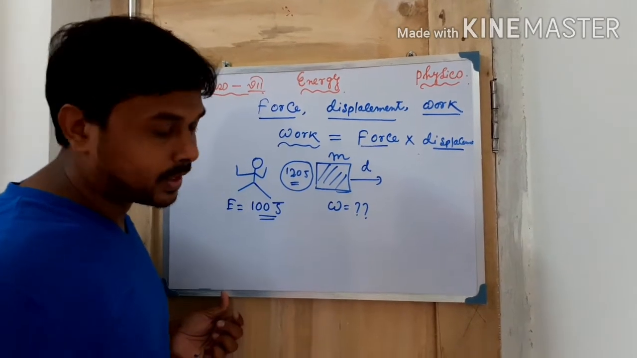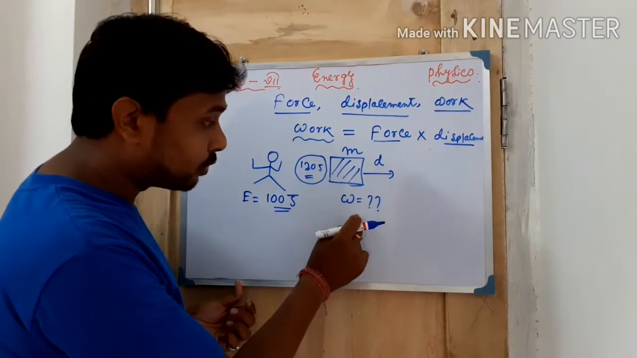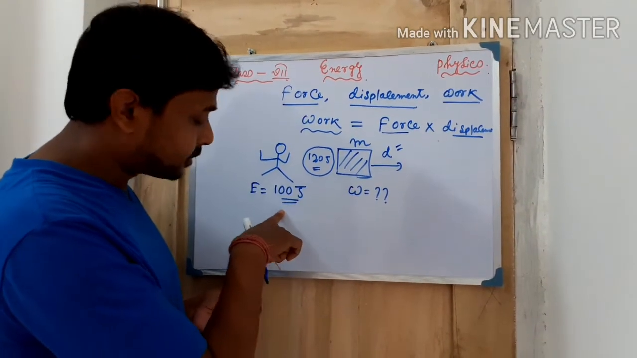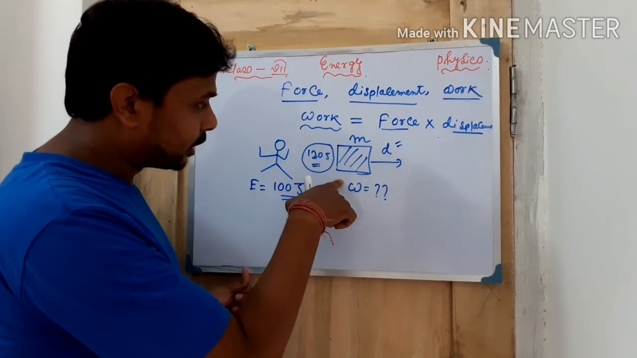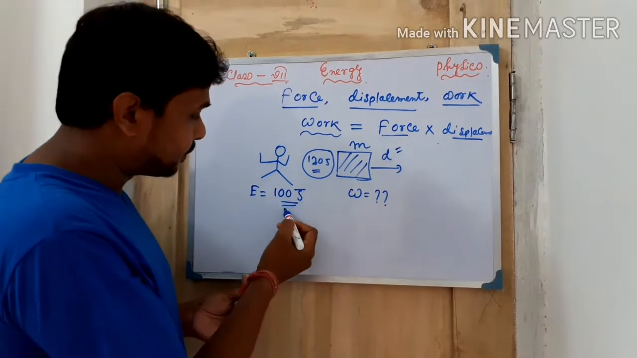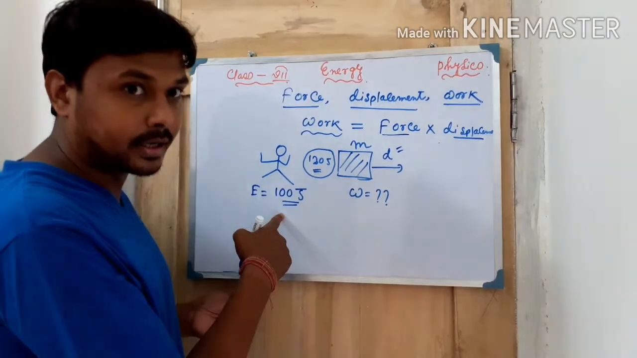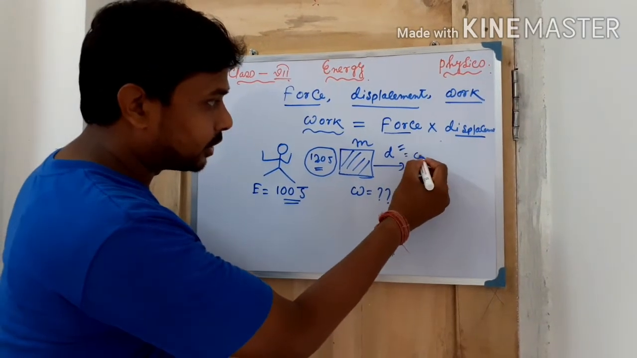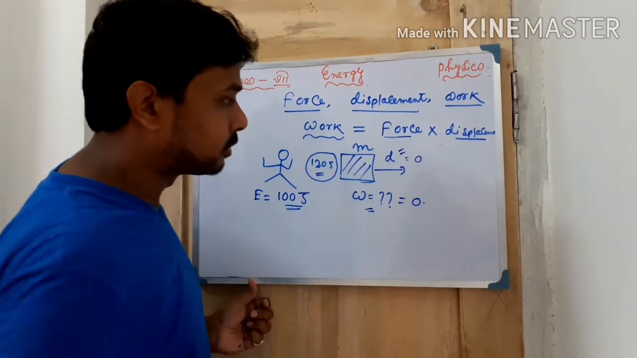This is the question. Definitely you won't be able to get any type of work from here, because work will only be possible when displacement comes. This person will have only 100 joule of energy, but this body requires 120 joule of energy to get the displacement. So this person won't be able to give that much energy because he has only 100, and 120 is not there. So displacement is 0 here, so work is also 0 here. So in this case work will be 0.